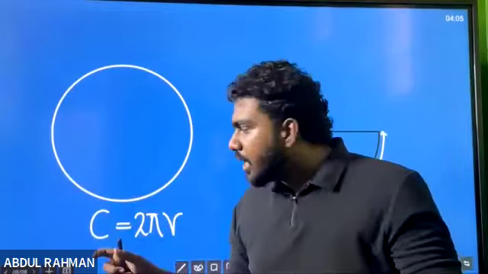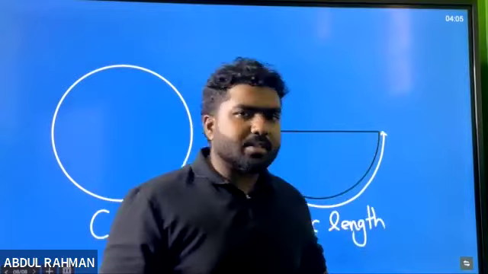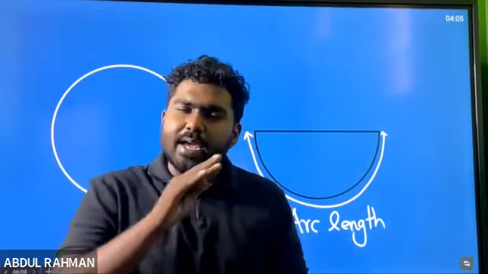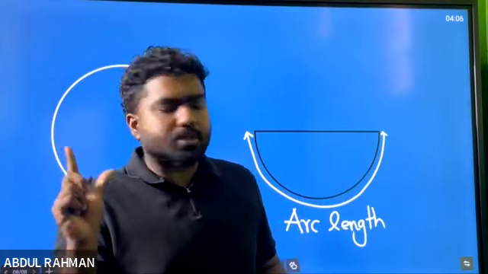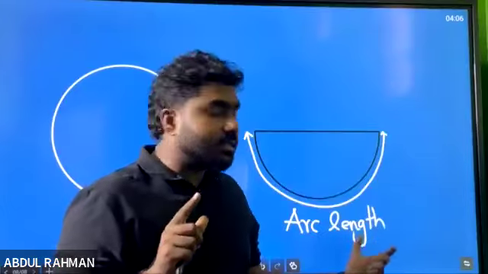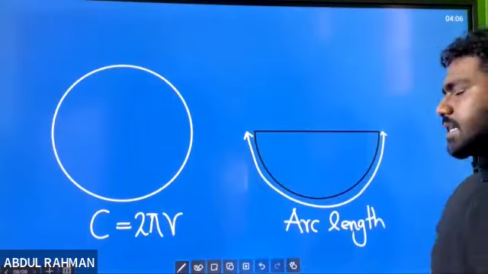For a full circle, I call it circumference. Even if it is a quarter of a circle or half a circle or anything other than the full circle, even if you have a small curved portion, you call it what length? Arc length. Now, how can I find out this arc length?